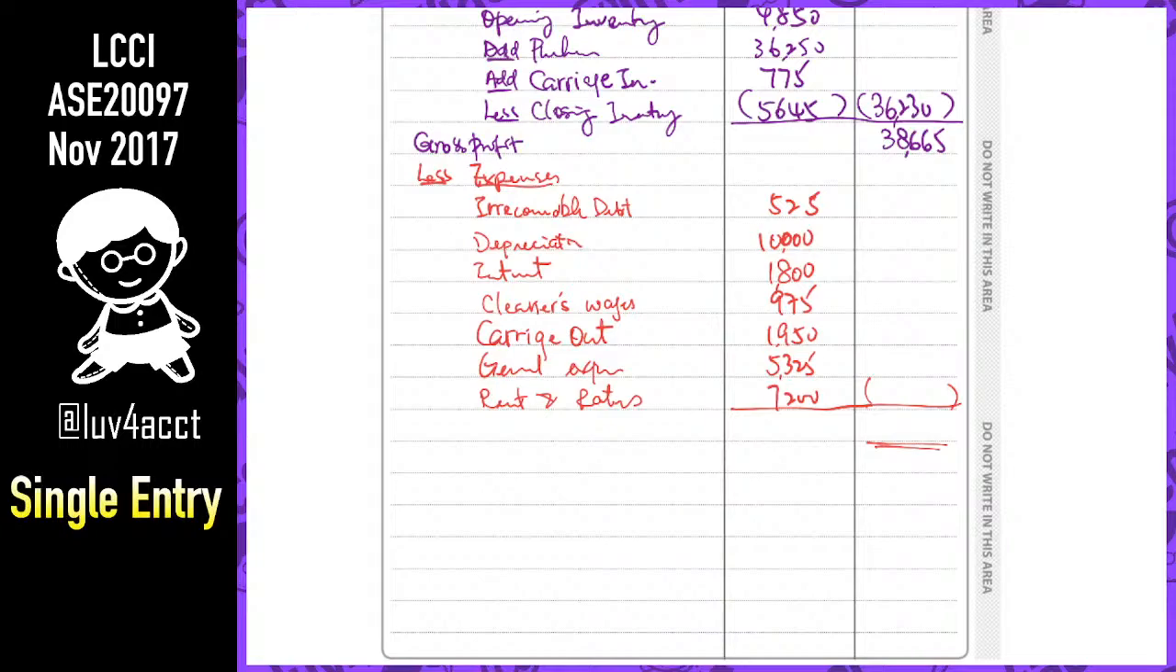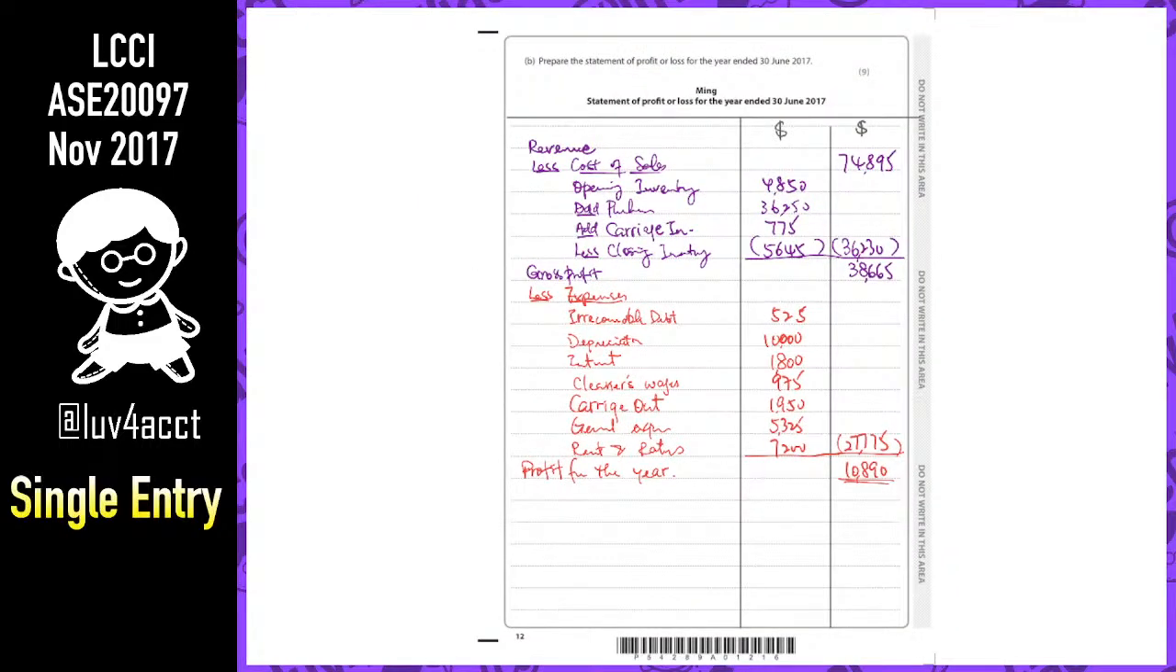Let's look at the net profit or loss. I think it is still profit. Let me write it first: profit for the year. Plus 7,200, 950, 975, 1800, 10,000, 525, 27775, 10890. So that is quite neat. I think the most challenging part is to find the cash sales.